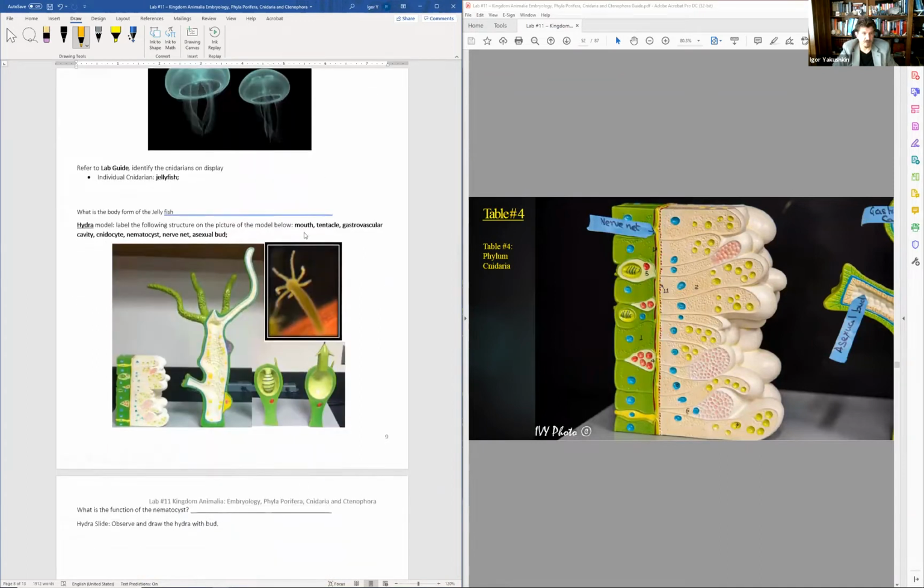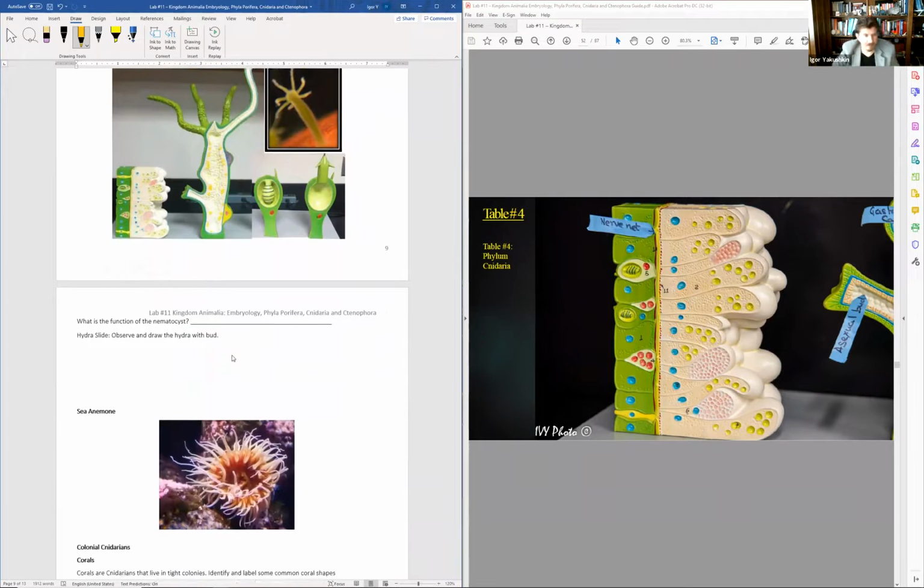So yeah. Mouth, tentacles, gastrovascular cavity, cnidocyte. Cnidocyte is right there. Nematocyst is part of it. Nerve net, you can kind of see it right here, white, with a tiny bit of yellow ones. And then the asexual bud is right here. That's a gonad. That's another gonad. That's probably a female. That's probably male gonads. But you don't have to worry about that.